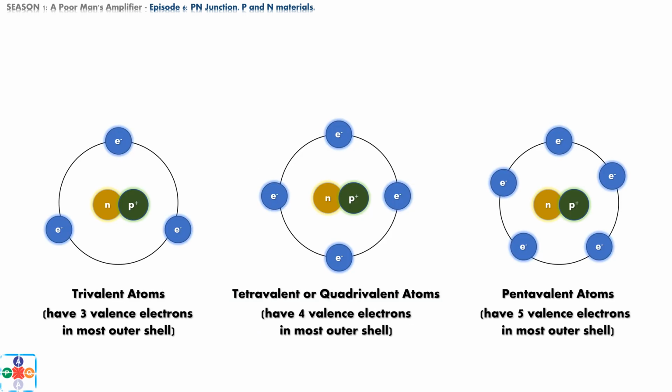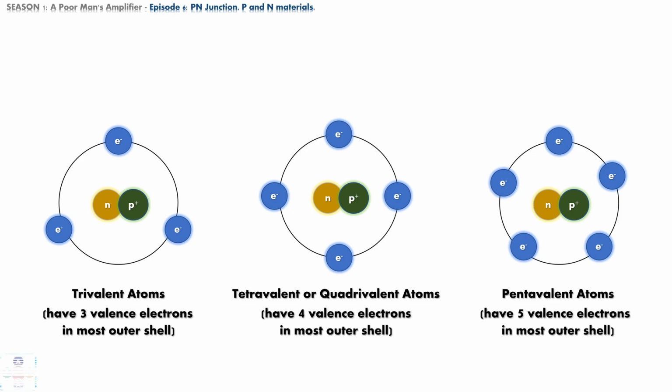Now, let's get back to valency. We have defined valency as the number of electrons in the most outer shell of an atom. We have learned that 2 atoms of most interest to us, silicon and germanium, both have 4 electrons in the most outer shell. Now, 2 other types of atoms that are of particular interest to us, in our story about p and n-type materials, and p-n junction, are those with 3 and 5 electrons in their most outer shell. They are called trivalent and pentavalent atoms, respectively.